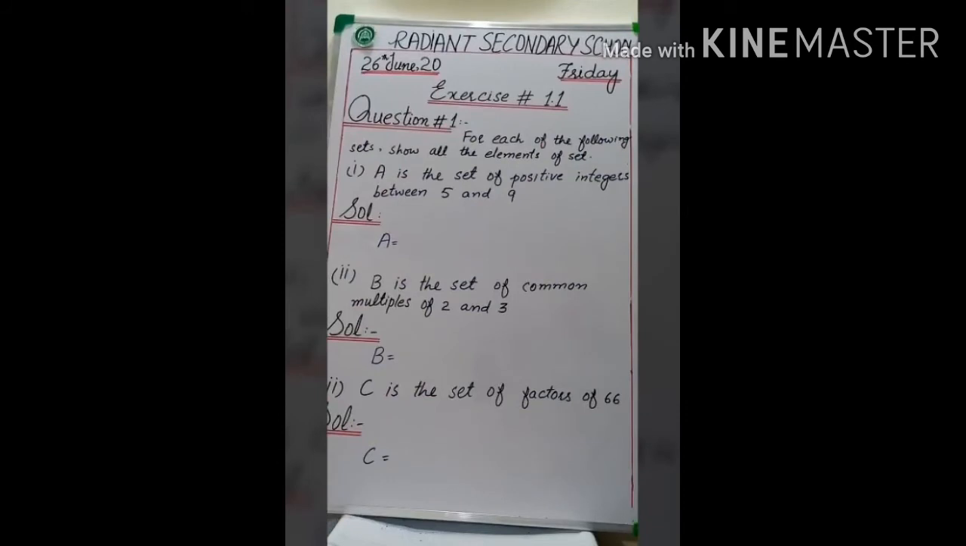Okay class, now we will start exercise number 1.1 and we will do the first 3 questions of this exercise. Question number 1 has 3 parts. Look at the statement. For each of the following sets, show all the elements of the set.